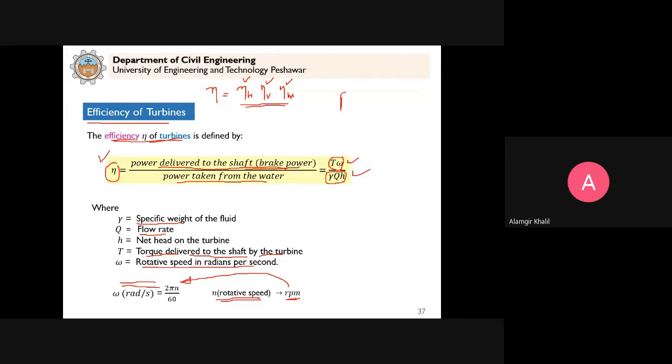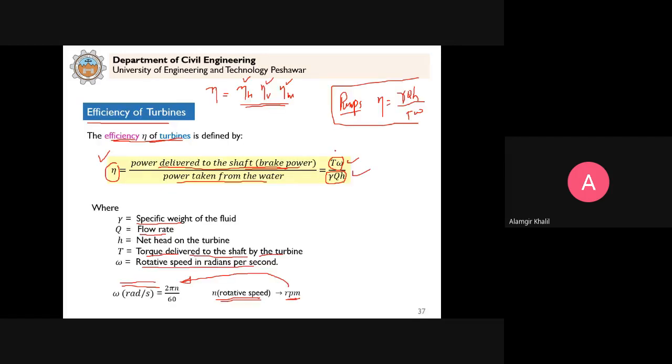You see, for pumps, what was the efficiency? Opposite of this. For pumps, what was the efficiency? The output was gamma QH. Clear? The efficient output was gamma QH, and the input was the shaft power, T omega. But for the pumps, it is gamma QH divided by T omega. That's why pumps and turbines are the opposite machines.